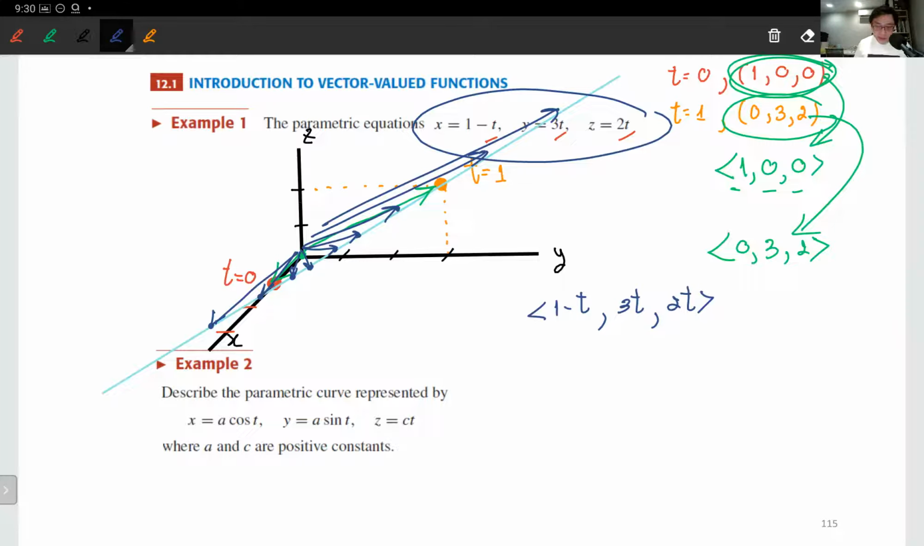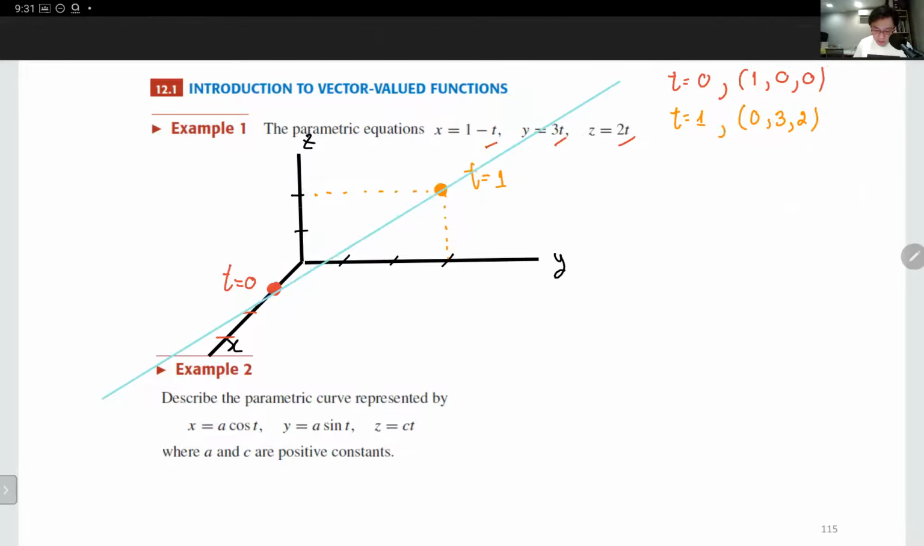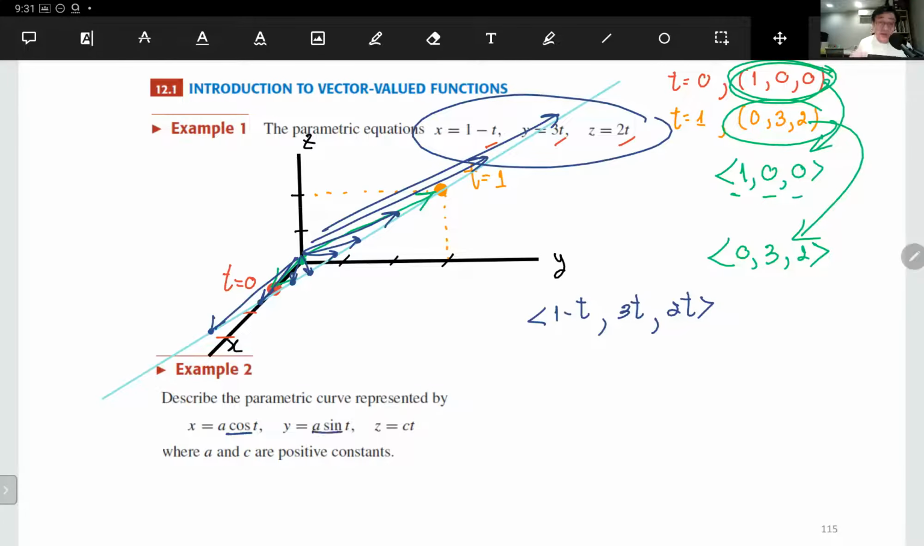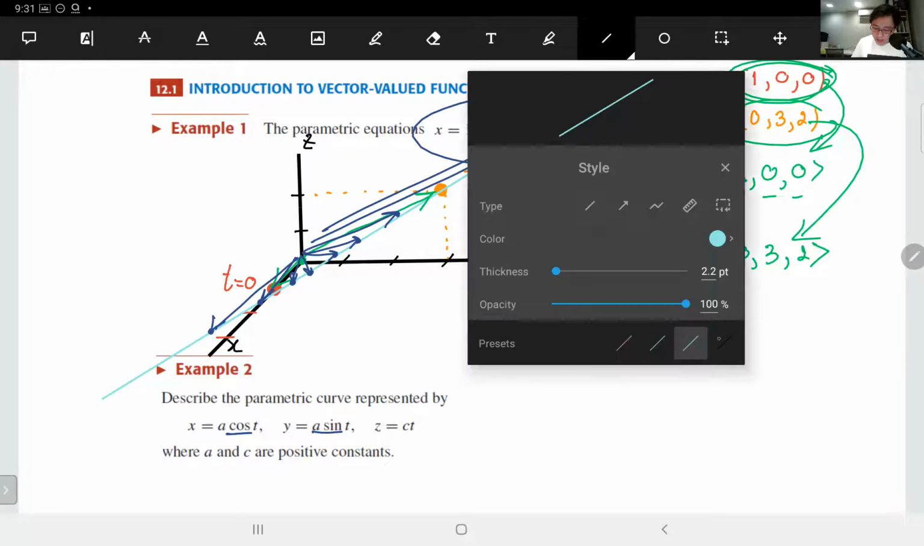Try again. Example number 2. All right, everyone try together. Describe the parametric curves represented by the following parametric equations. A and C are positive constants. This one is a good practice actually, because we are going to face a lot of sine and cosine t like this. We have already done that a couple of times, so why not do it again?